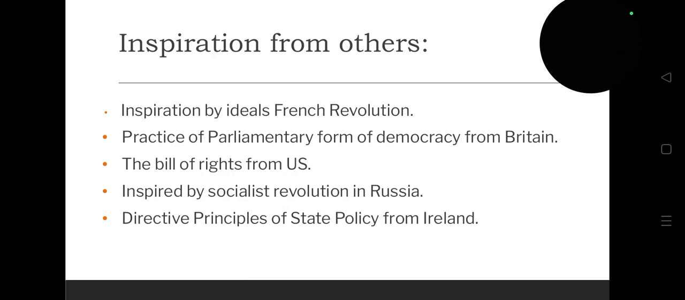The practice of parliamentary form of democracy, we have borrowed from Britain. The Bill of Rights from the US. We were also inspired by the socialist revolution in Russia. That's why we have included the term socialist in our preamble. Directive principles of state policy, we got inspired from Ireland.